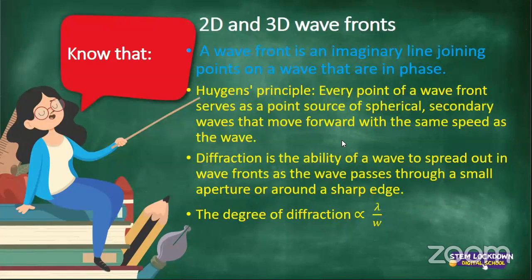Refraction is the bending of a wave as it moves from one medium to the other of different optical density. Like if a wave is moving from water to air, those two media will have different optical densities. Then you'll have refraction. Now, what is diffraction? Diffraction now is the ability of a wave to spread out.